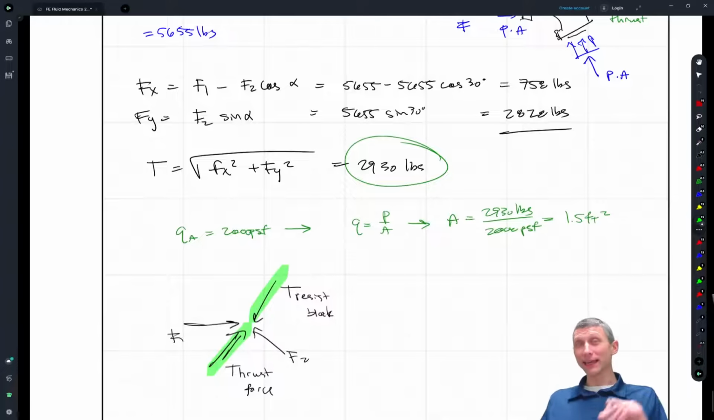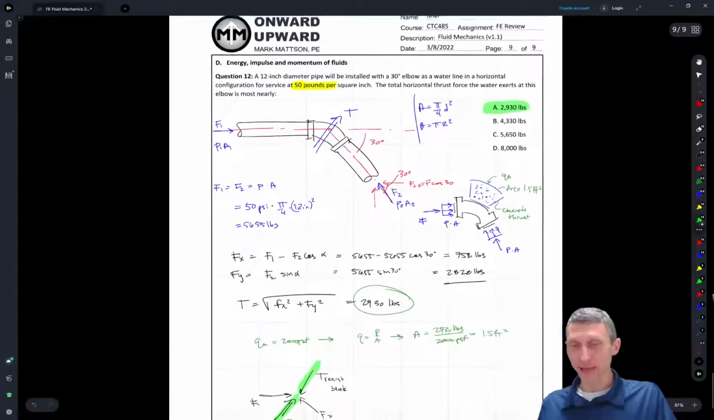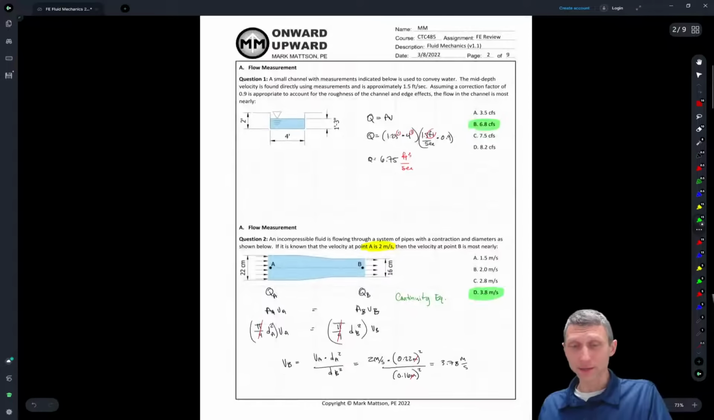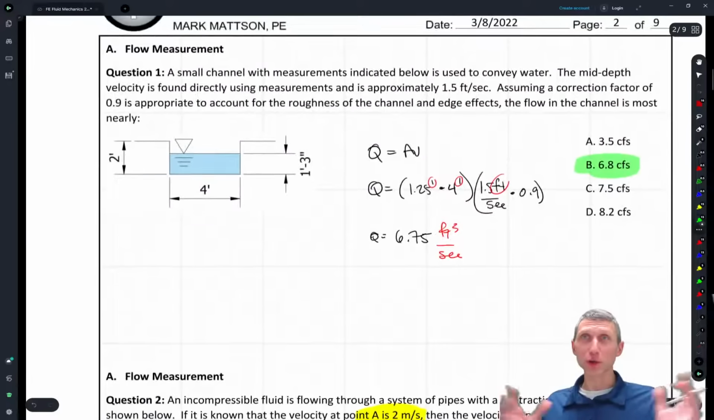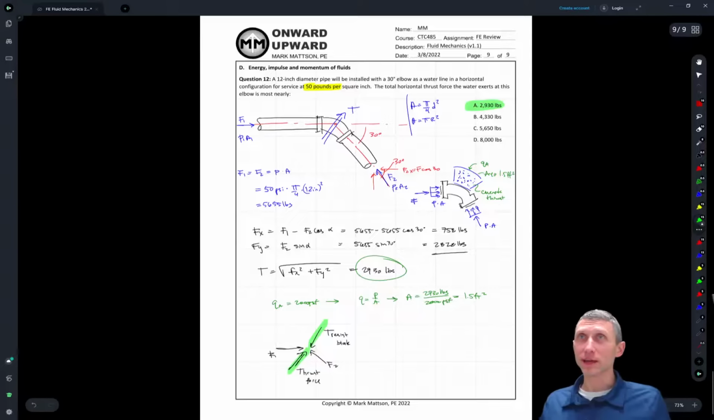I started and ended with problems that I actually had to deal with in the real world designing things. The thrust block is just a basic kind of force balance. And where we started here was just basic flow calculations, right? You can go measure velocity, what's the flow? Nothing too crazy, but that's where it's at.